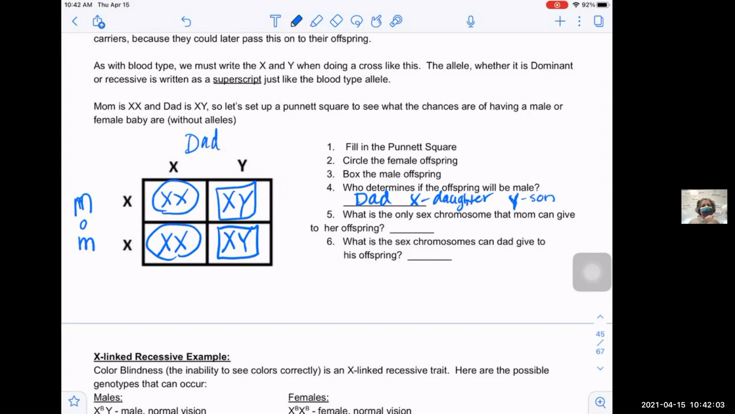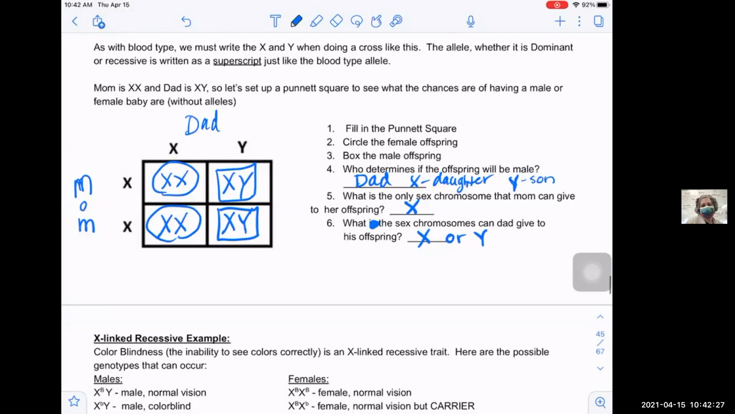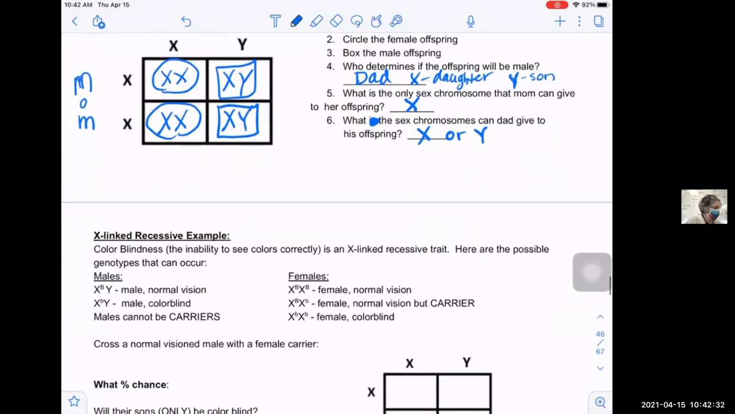And what is the only sex chromosome that mom can give to her offspring? X. And dad can give X or Y. So just understand that this is important to understand how these traits are passed on, and when we start looking at Punnett squares and pedigrees tomorrow and Tuesday.